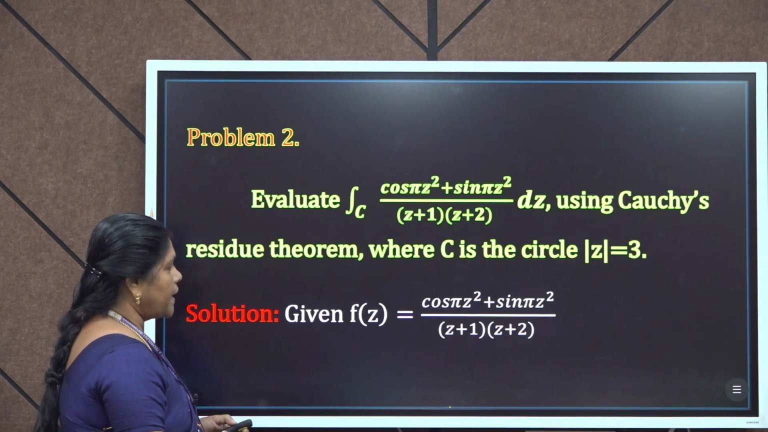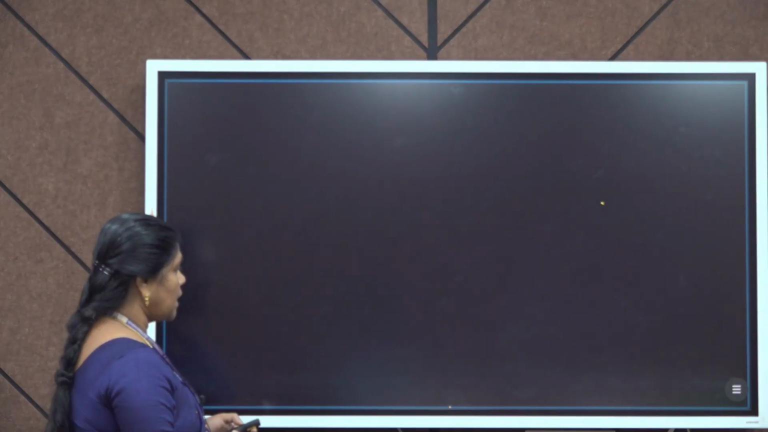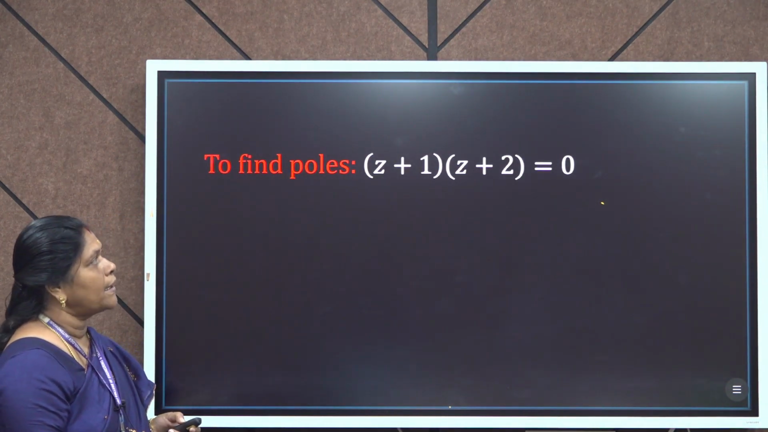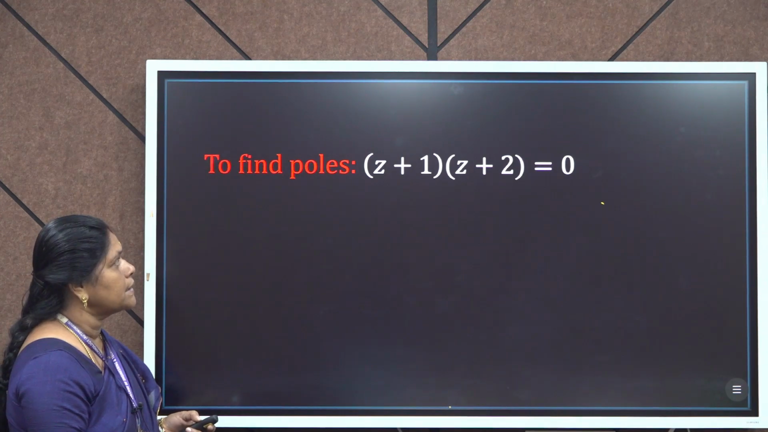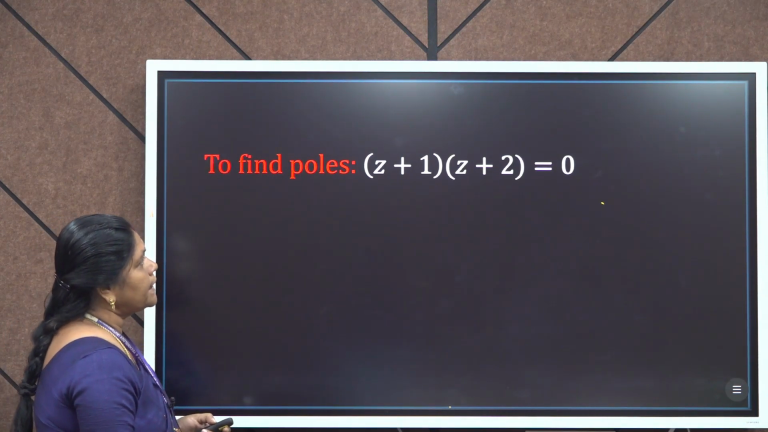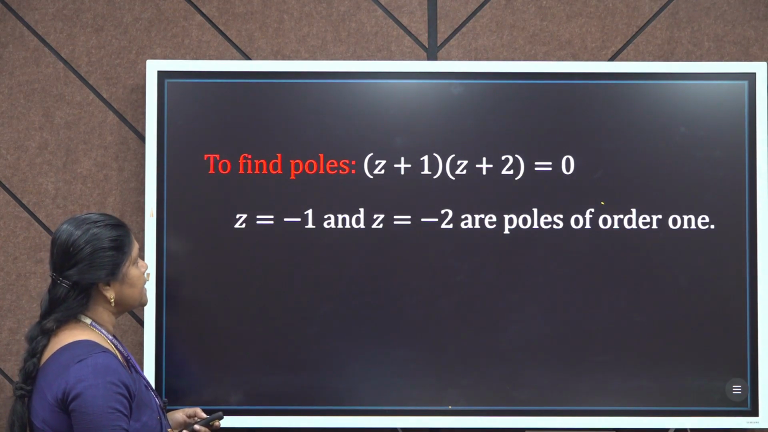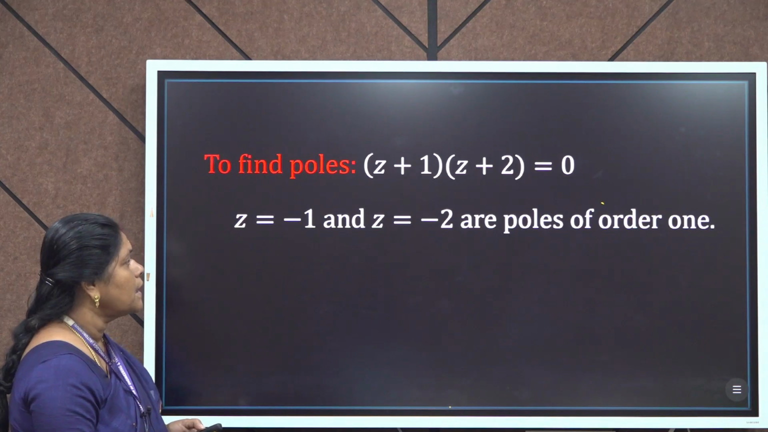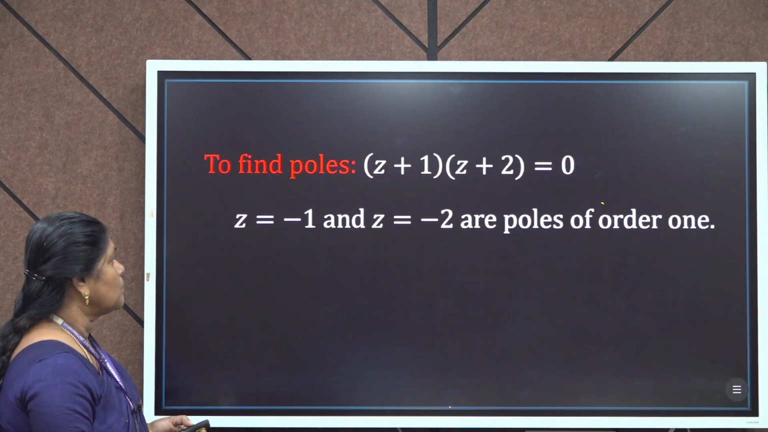Now, let us find the poles for the function f(z). Here the poles are given by the denominator of f(z) equal to 0. Here (z+1)(z+2) = 0 means z = -1 and z = -2 are the poles of order 1.